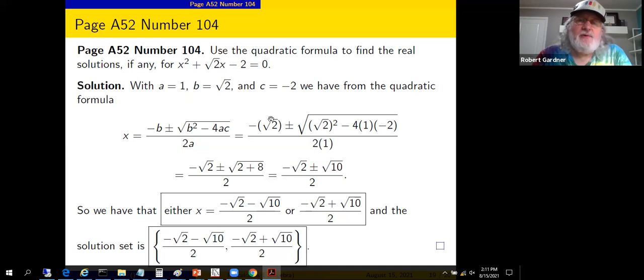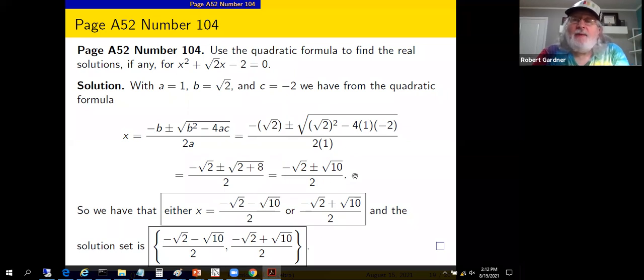b is the square root of 2 here and here. a is 1 here and here. c is negative 2. c only occurs over there. Same little story: the things in parentheses are things I've substituted in. And let's simplify. Square root of 2 squared is 2. Negative 4 times 1 times negative 2 is positive 8. 2 plus 8. All right, we'll drop those parentheses. 2 times 1 in the denominator is 2. That gives us negative the square root of 2 plus or minus the square root of 10, divided by 2.